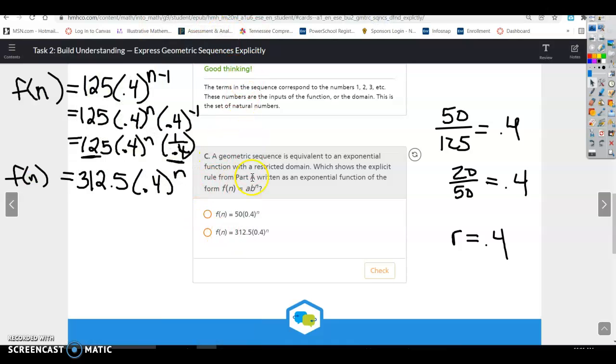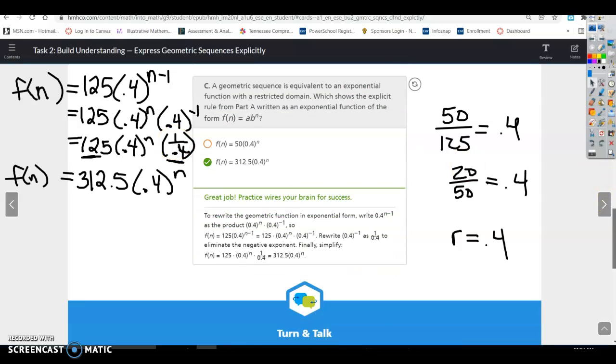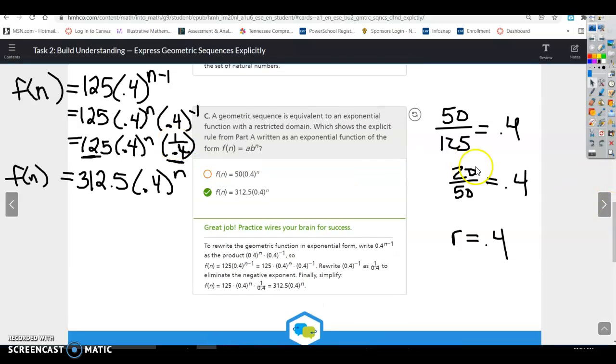All right, so if we look here, if we want to write it in the form f of n equals a b to the n power, this is exponential form, remember. This is our y-intercept, this is our growth or decay rate, and this is our exponent. So a b to the n power would be 312.5 times 0.4 to the n power. This would be a decay factor, and that would be your exponential function. All right, that's all for task 2. If you have any questions, please let me know.